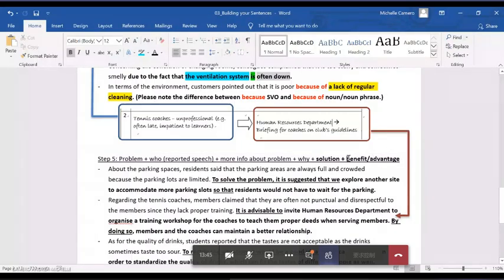Remember, the benefit, the advantage is not on the paper. This is an idea that you are required to add. It's not optional. You have to add this idea. Okay, so you need to explain why the solution is good.